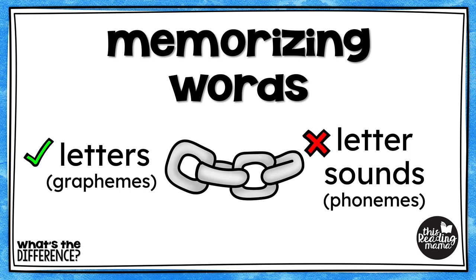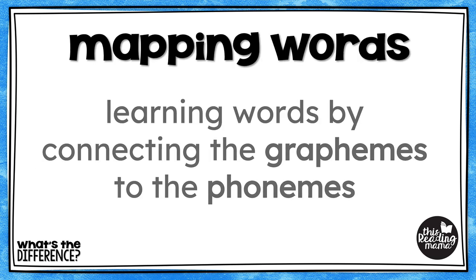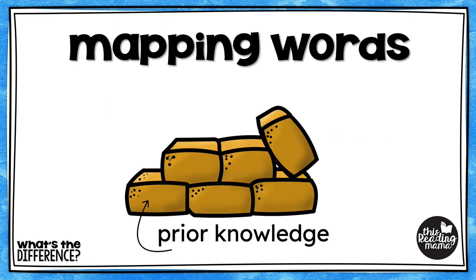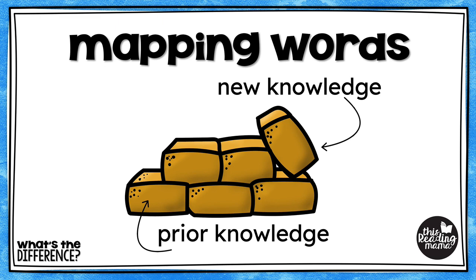This is where mapping words comes in. So with mapping words, we are showing our learners how their knowledge of letters or graphemes connects to their knowledge of letter sounds or phonemes and how to use those together. And from best practices of teaching, this makes total sense. So we want to build on prior knowledge or what our learners already know. When we teach them new content, we're building on the old content they already know.